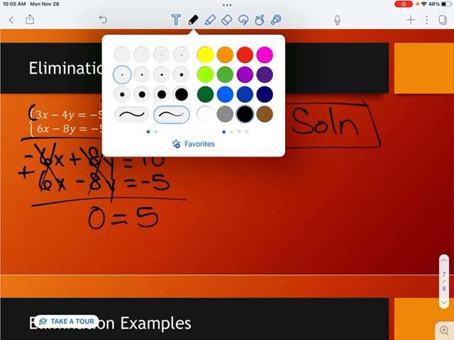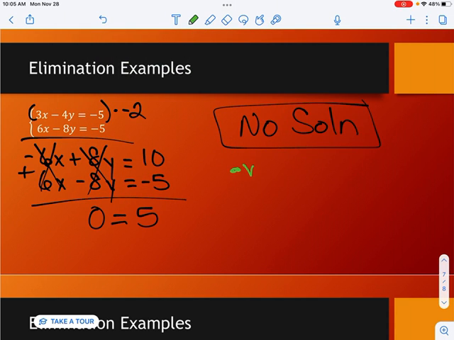So once again, what signals that? Well, variables cancel each other out, and you are left with a false statement.